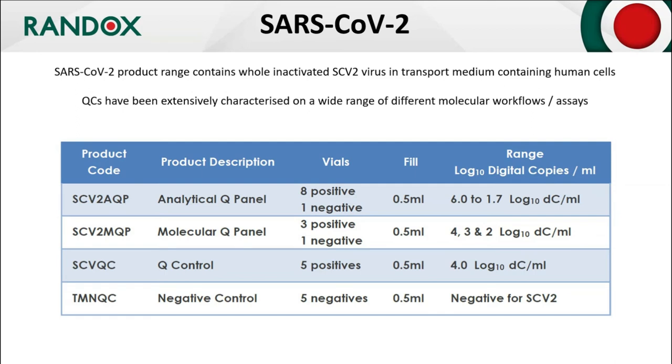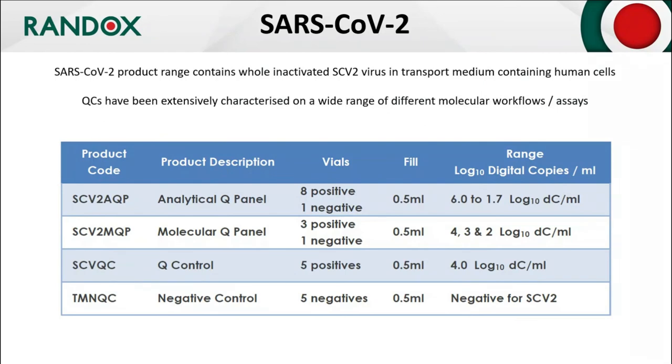All of our controls do contain human background cells, which means that internal gene targets or control targets will flag as positive. These QCs have been characterized extensively on a wide range of different molecular workflows and assays. We know very, very well what is inside our controls. We have an analytical Q panel, again very good for validation and verification, very popular throughout the United Kingdom and Ireland for validation and verification as COVID came online.